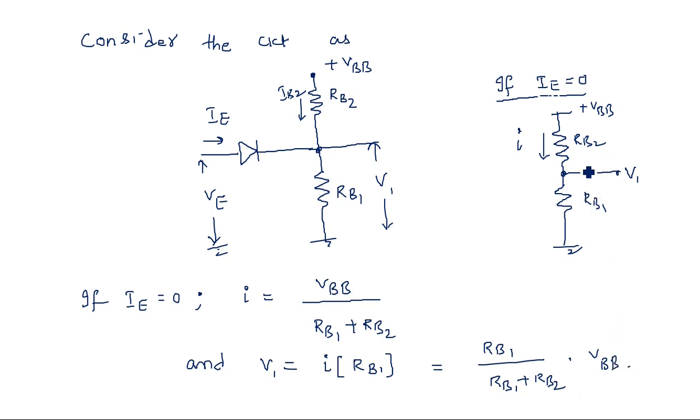If you know it, you can directly write it. V1 is across RB1, so RB1 by the total resistance RB1 plus RB2, and the voltage in that path is VBB. So V1 is VBB into RB1 by RB1 plus RB2. This is the voltage appearing across RB1. Now the factor RB1 by RB1 plus RB2 is the voltage division factor. That factor we are naming as eta.